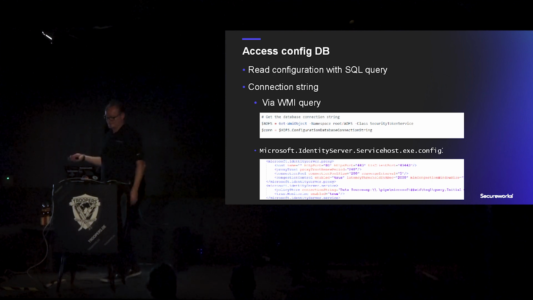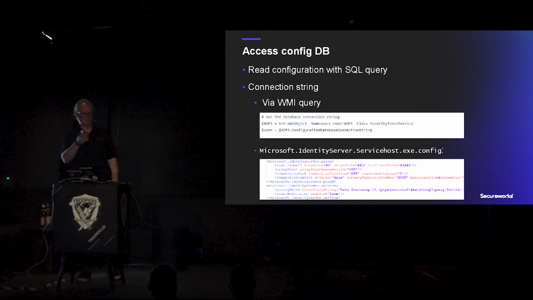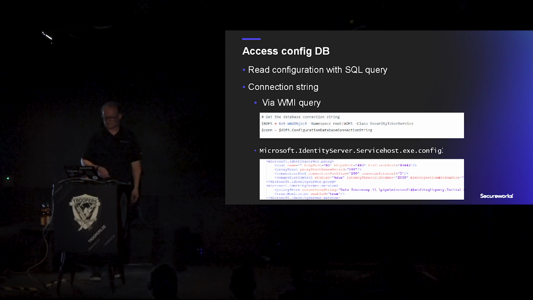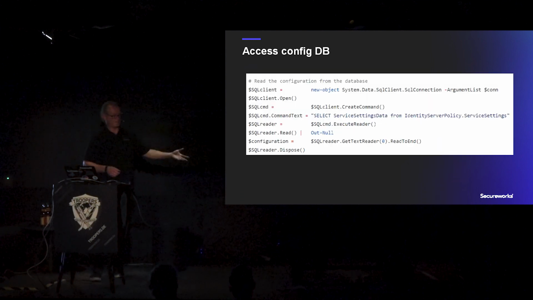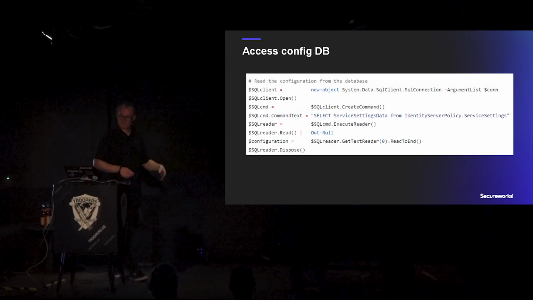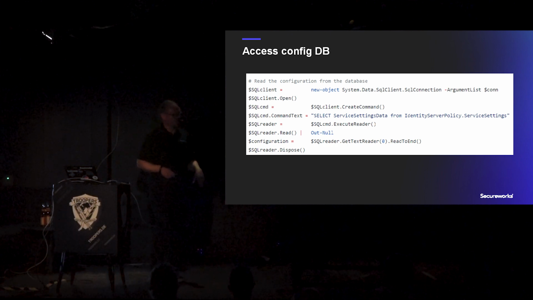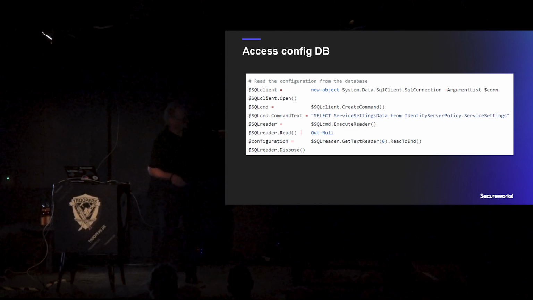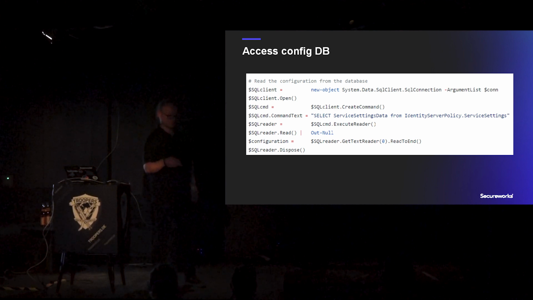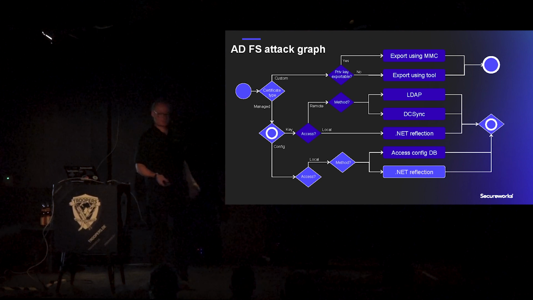And when you have that, you can simply connect to that DB. Again, I don't have a demo for that because that's old school. I have a better way to do that. But here it is. You connect to the SQL database, you get the service settings data from a certain table, and that's it. You have the configuration.